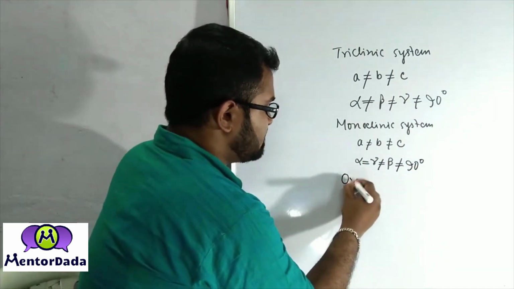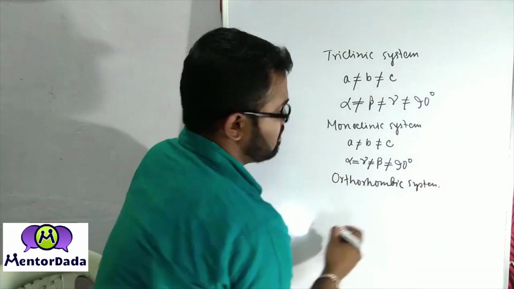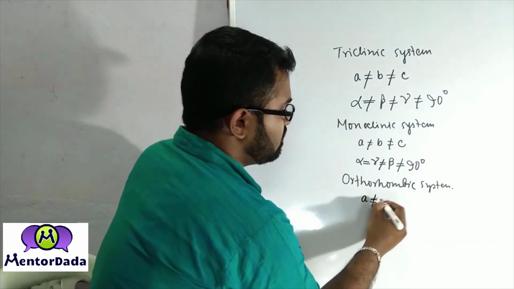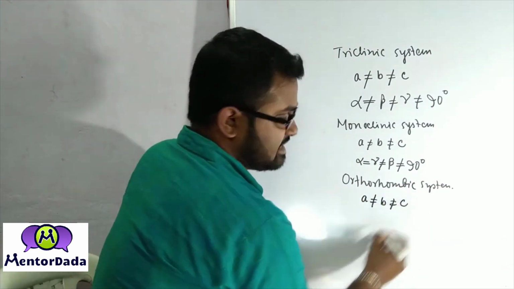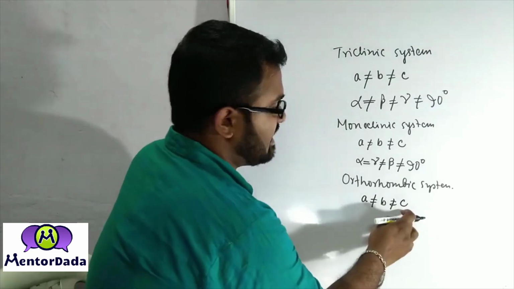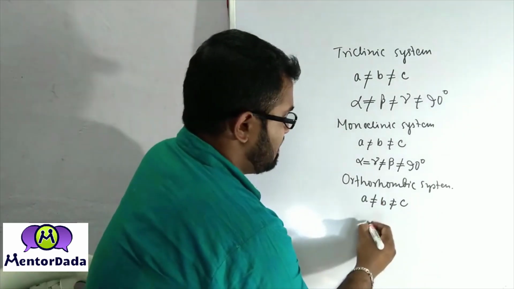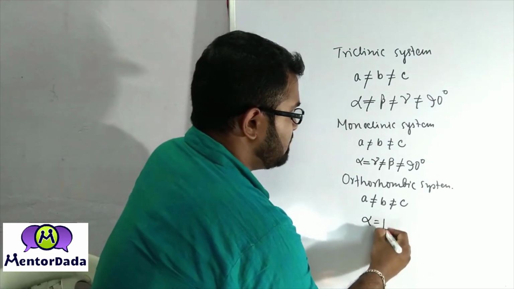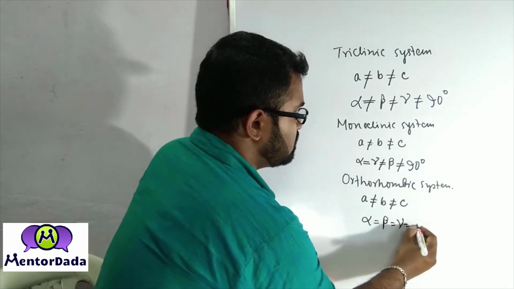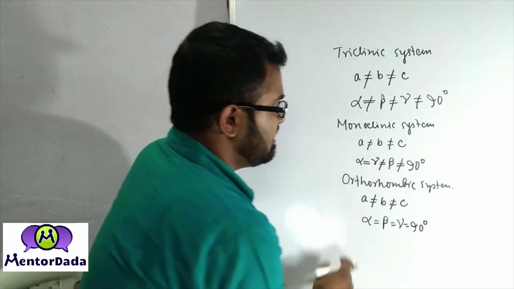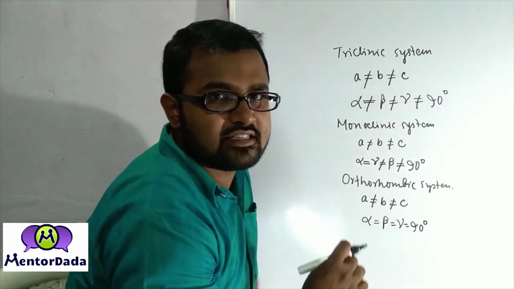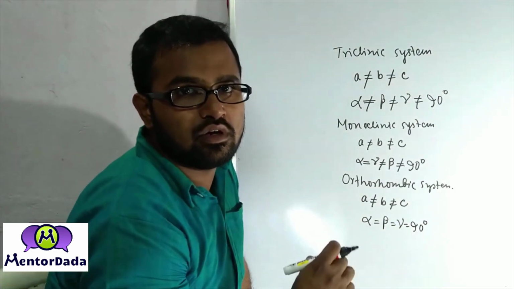In orthorhombic system, length of A axis is not equal to B axis, not equal to C axis. That is, these three axes are unequal in length, and alpha equals beta equals gamma equals 90 degrees. That is, A, B and C axes are mutually perpendicular.